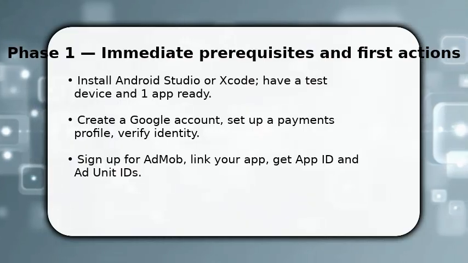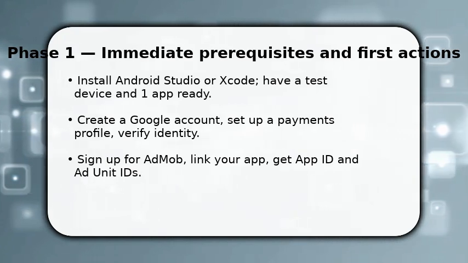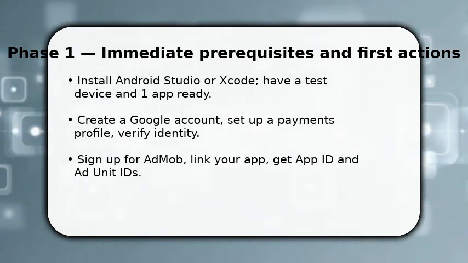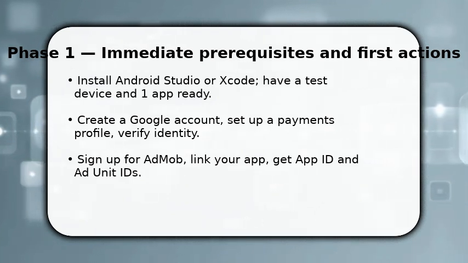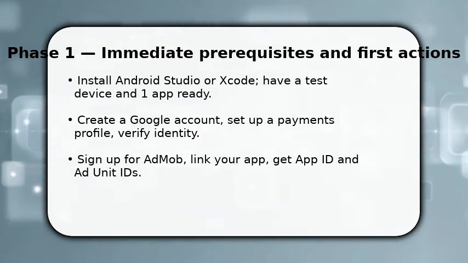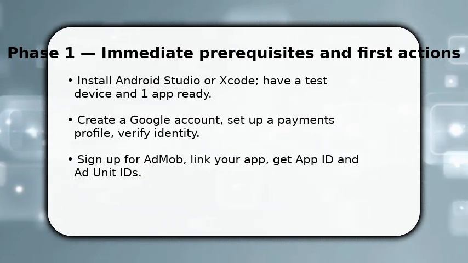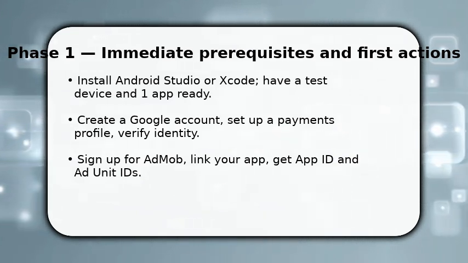You start by preparing the essentials: a finished app build, a Google account, and a verified payments profile. This saves delays. Once signed into AdMob, add your app and copy the app ID and ad unit ID. These are required in code.